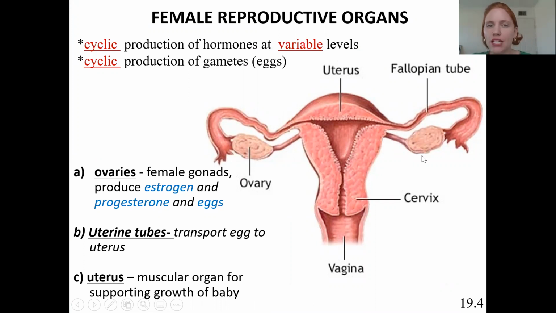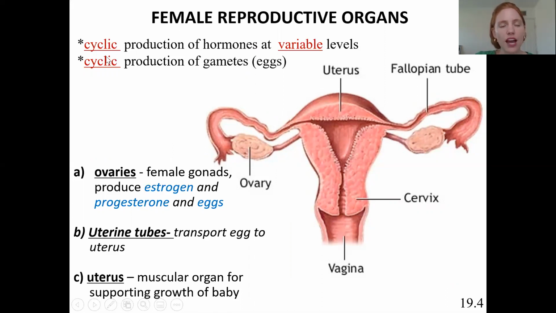So the gonads for females would be the ovaries, and the ovaries are where the oocytes or the eggs are going to be produced, and they're also the location where you're going to produce the two important sex hormones, which are going to be estrogen and progesterone. So the ovaries, again, are a mixed gland, both endocrine and exocrine products. The exocrine product would be the eggs or the oocytes, and the endocrine product would be estrogen and the progesterone.